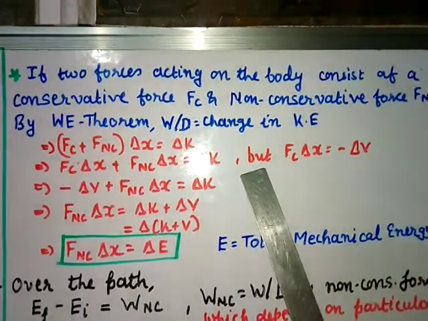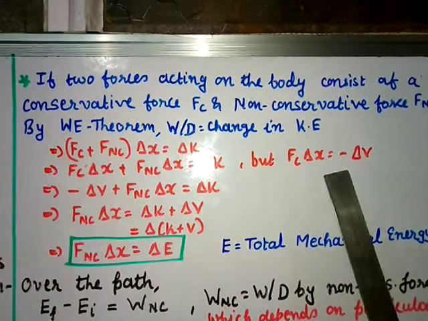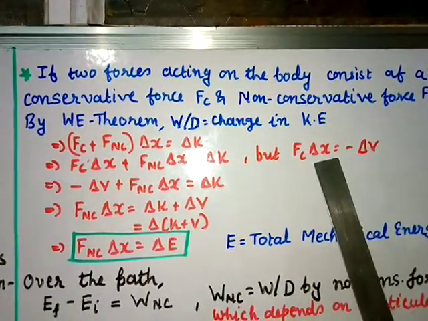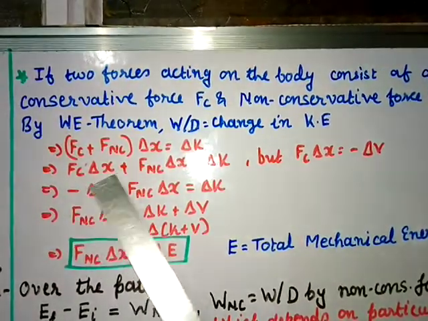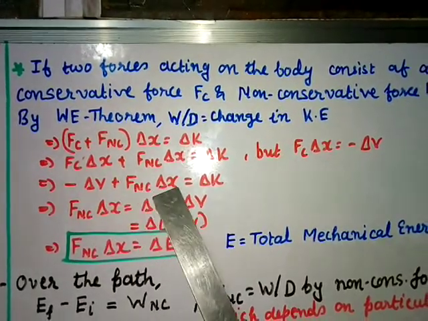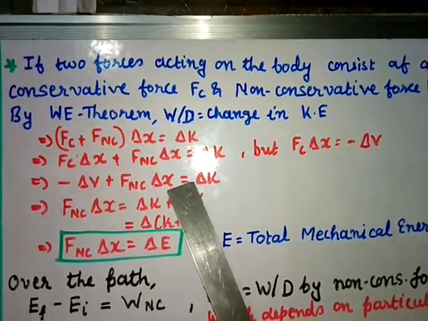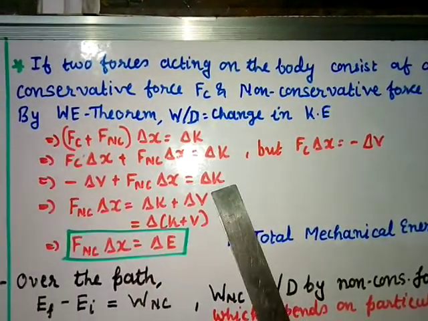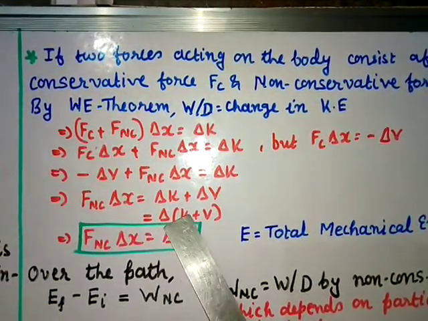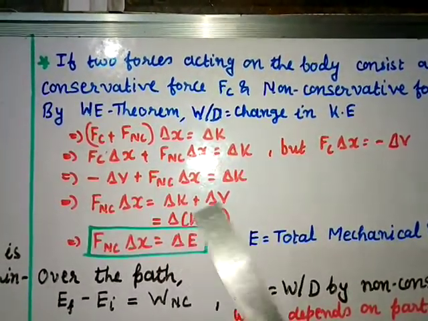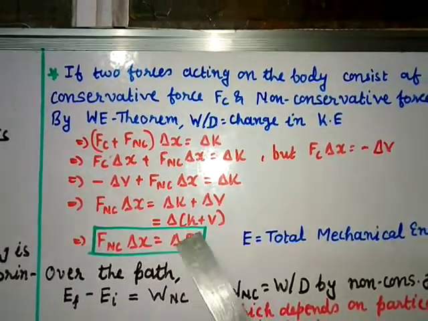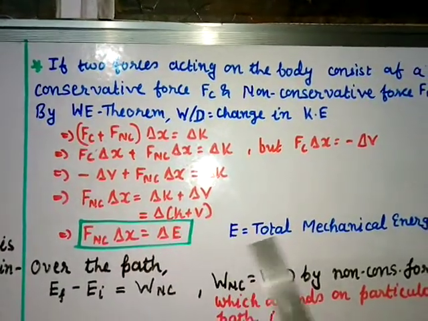But you know that Fc delta x is equal to minus delta V, the change in potential energy. Okay, the negative of the change in potential energy will be Fc into delta x. So I place here minus delta V plus Fnc delta x, where Fnc means non-conservative force, equal to delta K. Minus delta V transfers, so it becomes plus. So here delta K plus delta V, which I can write as delta of K plus V, right? But you know that the sum of the kinetic energy and potential energy is nothing but the mechanical energy. So this value I can put as E, where E is the total mechanical energy.